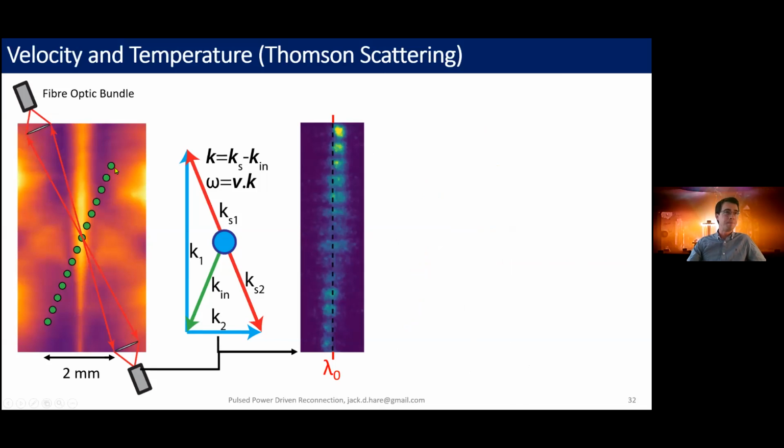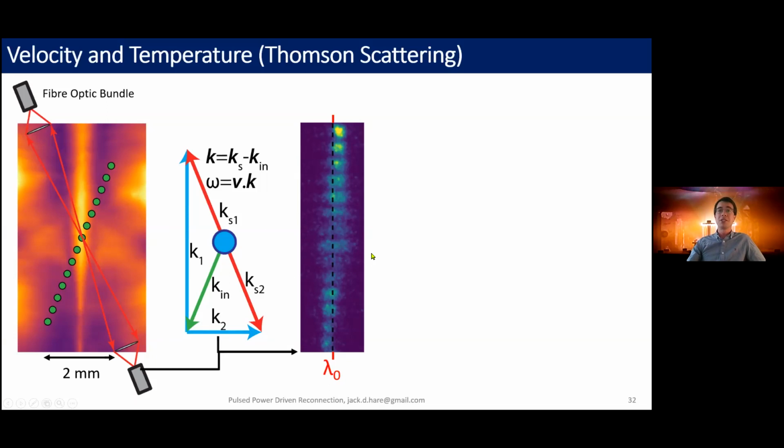So each fiber optic bundle consists of 14 evenly spaced fibers. So we collect light from 14 distinct spatial locations. And in this talk, I'm just going to focus on light collected by this bundle, which is sensitive to modes which have momentum in this direction. So that's the inflow direction.